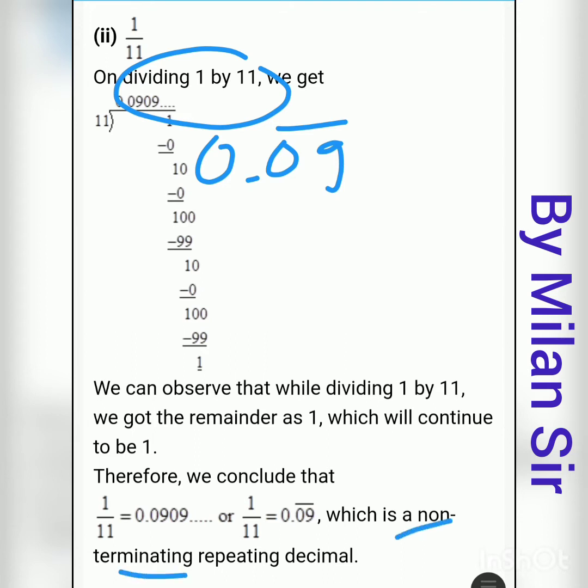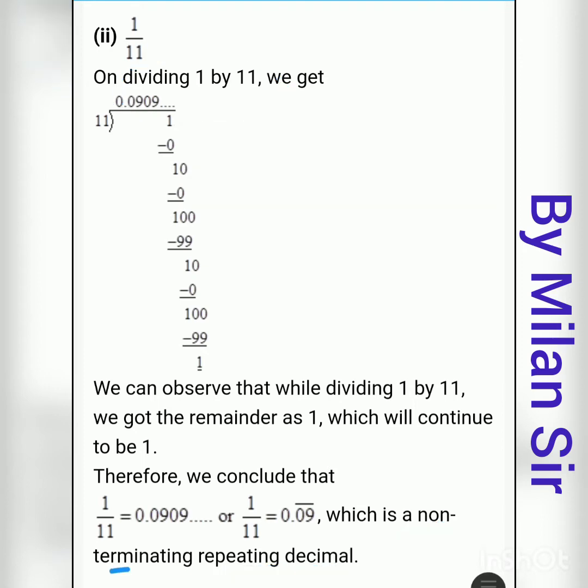Non-terminating. And if our digit repeats after the decimal point, it is called a repeating decimal. Here our answer is not terminating, it goes to an infinite number of digits. So this is non-terminating, and the digits after the decimal point repeat, that's why it is a repeating decimal. So non-terminating, repeating decimal.